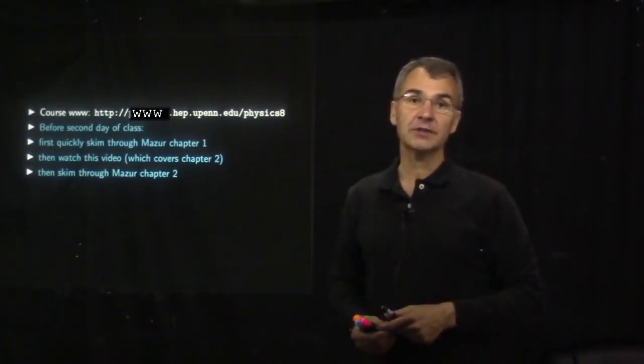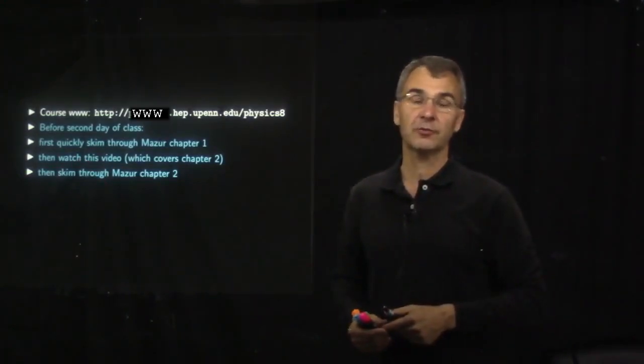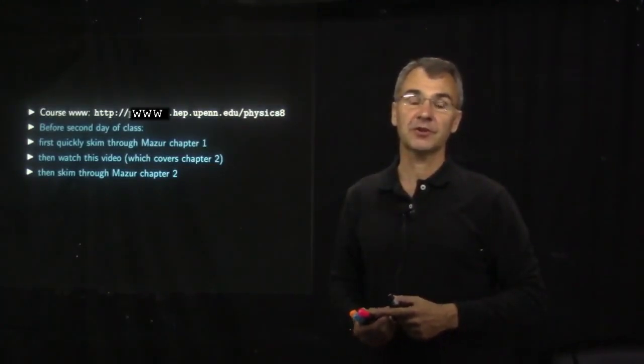Normally, I would have you read the textbook chapter before watching the video, but I think in this case, the video should help you to skim more quickly and efficiently through the chapter. So you could do it either way, but I think it's probably more straightforward this time if you watch this video, which covers Mazur chapter 2, and then skim through Mazur chapter 2. And I hope that after you've gone through this video, you can get through that chapter very quickly.